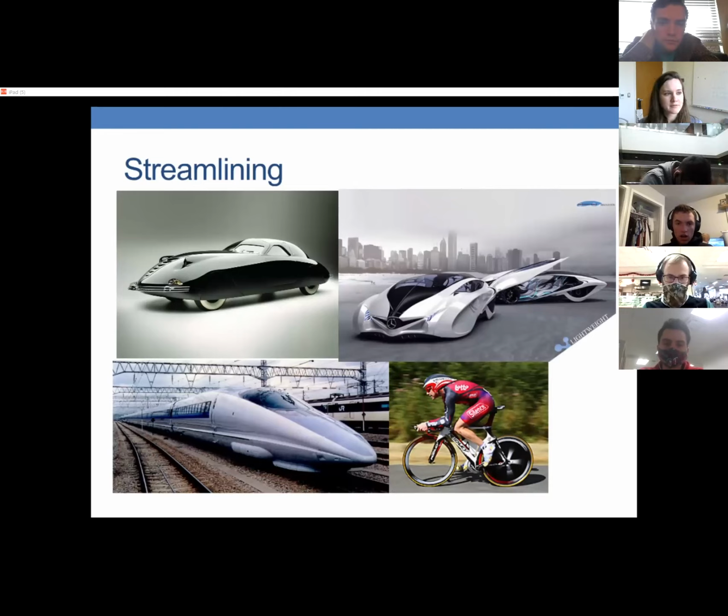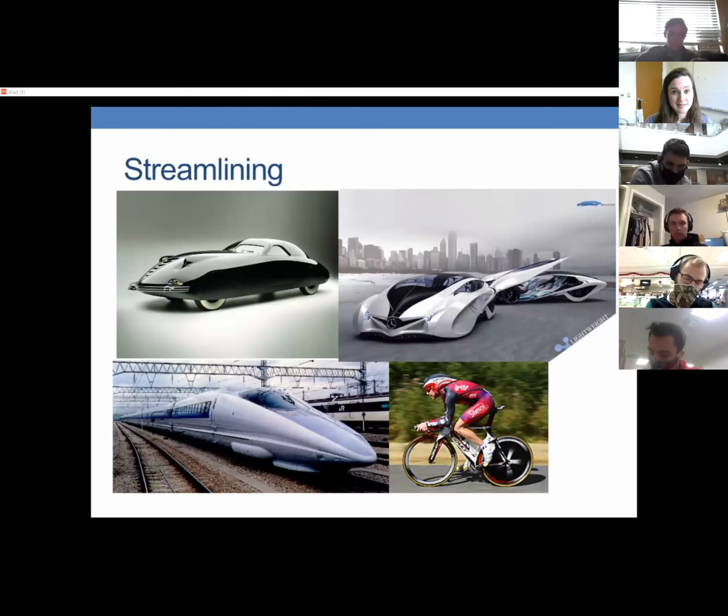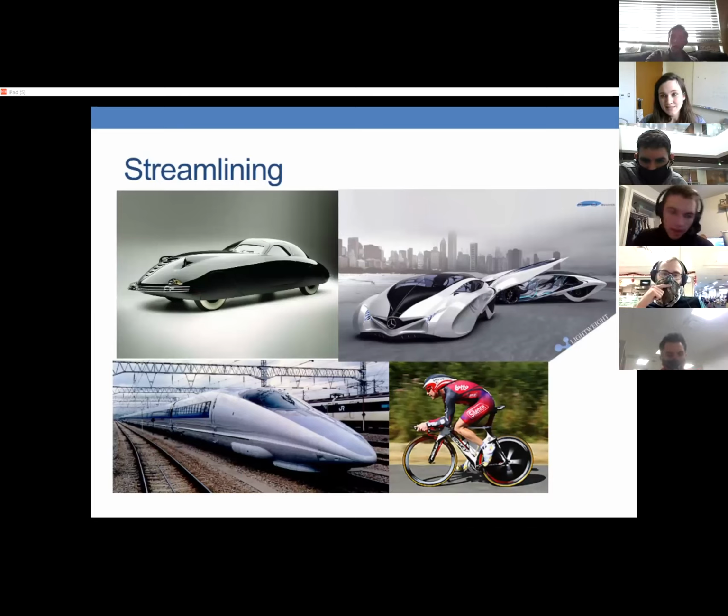Now let's talk about streamlining. So you have heard the word streamlining before, right? And you can look at all of these things. There's a couple of cars, a train. You can see that these things look streamlined, or you should. So what does that mean to you when you hear that something is streamlined? Aerodynamic. It's aerodynamic. Okay, and what does that mean?